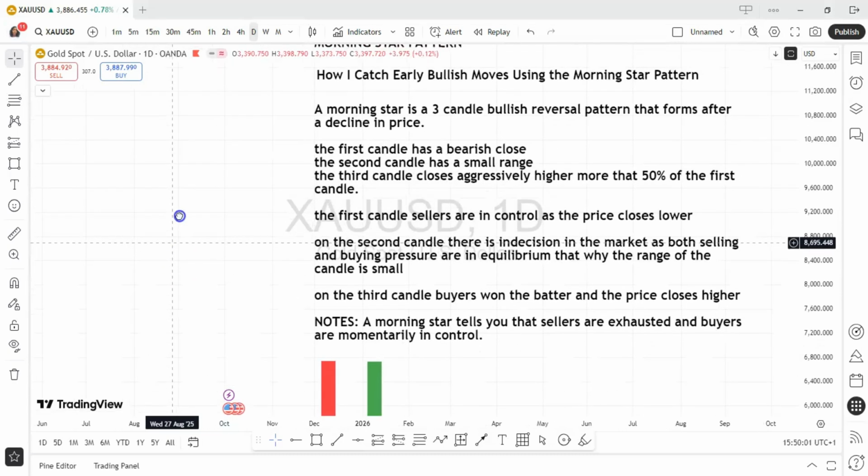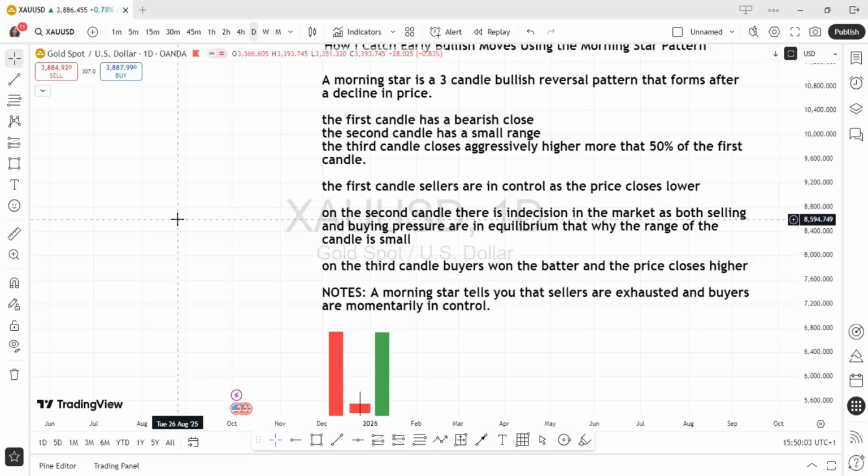Now, what happened at the third candle? On the third candle, buyers won the battle and price closed higher. So the third candle has given us a confirmation that the market is going to be a buy. The market has reversed to a buy. Note, a morning star tells you that sellers are exhausted and buyers are momentarily in control.